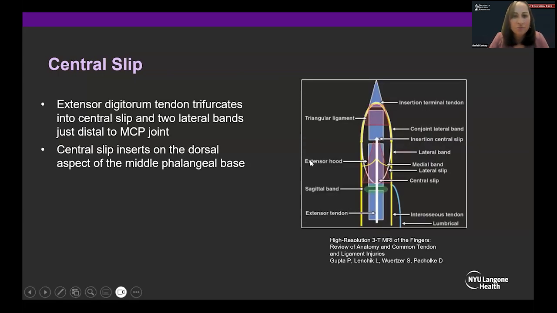The extensor digitorum tendon trifurcates into the central slip and two lateral bands just distal to the MCP joint. So here we had the sagittal band at the MCP joint. So as we go distally, now we start to see the trifurcation into the central slip and then the lateral slips. And then the central slip inserts on the dorsal aspect of the middle phalangeal base right here.